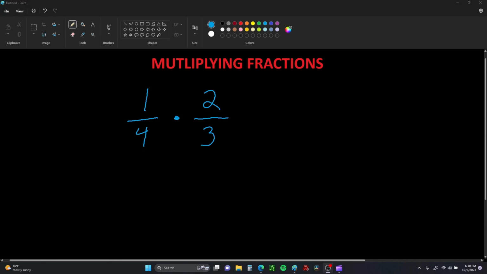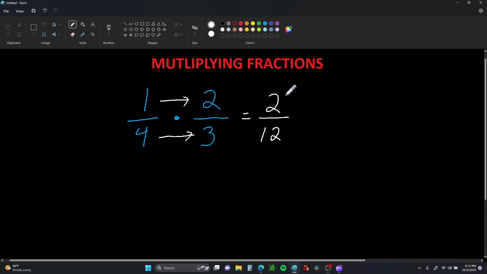Unlike when adding fractions where you have to find a common denominator, when multiplying fractions you don't have to find a common denominator. What you do is you just multiply straight across. I do 1 times 2, and that gives me a 2 on top. And then I do 4 times 3, that gives me 12 in the denominator.